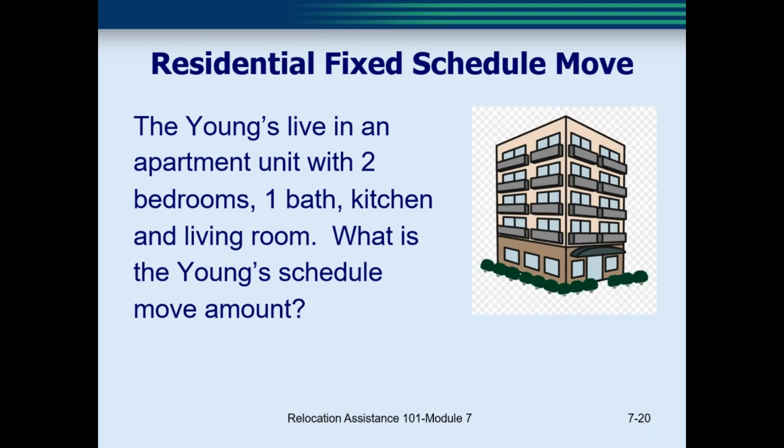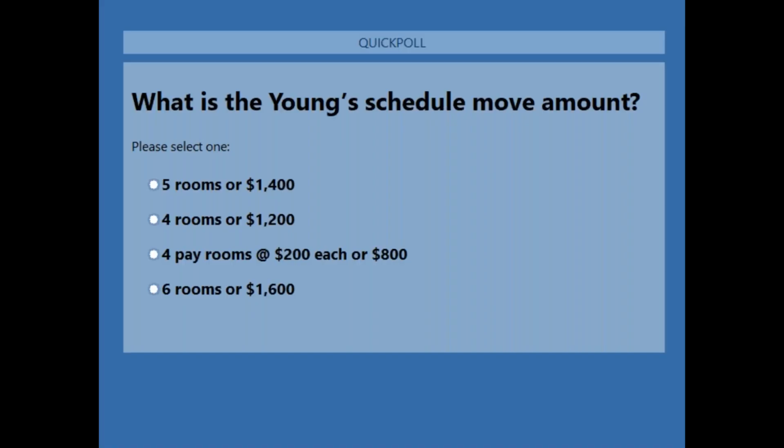Okay, so here's the first situation. The Youngs live in an apartment unit with 2 bedrooms, 1 bath, kitchen, and a living room. So based on your fixed move schedule, what do you think the Youngs' schedule move amount would be? So we have A, is it 5 rooms at 1,400? Is it 4 rooms at 1,200? Is it 4 pay rooms at 200 each for a total of 800? Or is it 6 rooms or 1,600?